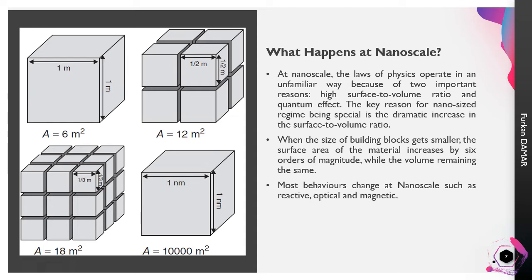What exactly happens at the nanoscale is that the laws of physics operate in an unfamiliar way because of two important reasons. The first one is high surface to volume ratio, and the second one is quantum effect. The key reason for the nanoscience regime being special is the dramatic increase in the surface to volume ratio. When the size of building blocks gets smaller, the surface area of the material increases by 6 orders of magnitude, while the volume remains the same. And this situation, the exponential increase in the surface area, can be seen in the figure. Most behaviors change at the nanoscale, such as reactivity, optical behaviors, and magnetism, because of these two key reasons.